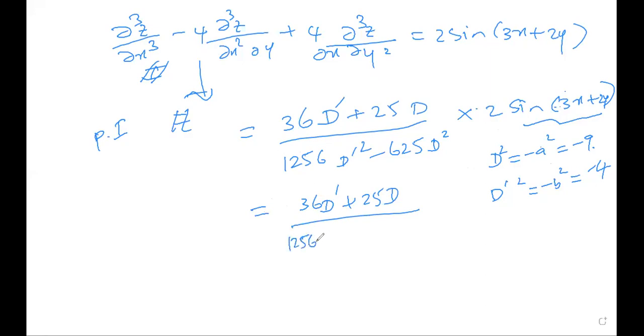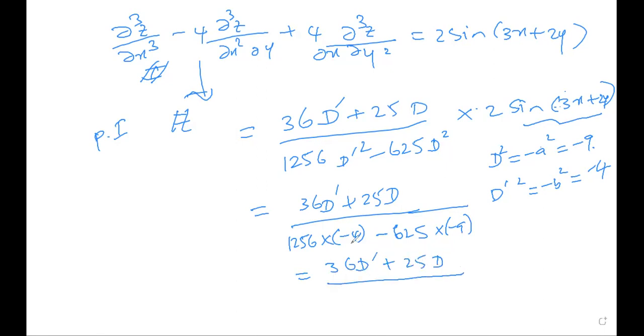So 1, 2, 5, 6 times d dash squared, we have minus 4. If you are finding any negative, you better put it inside the bracket. Similarly, this is 625 times negative 9. I don't know, you have solved it. You can use the calculator. So you will get the denominator part something like around negative 10649, a big number. It's not a problem for us.